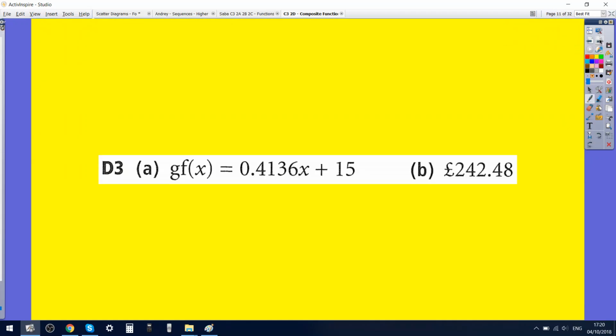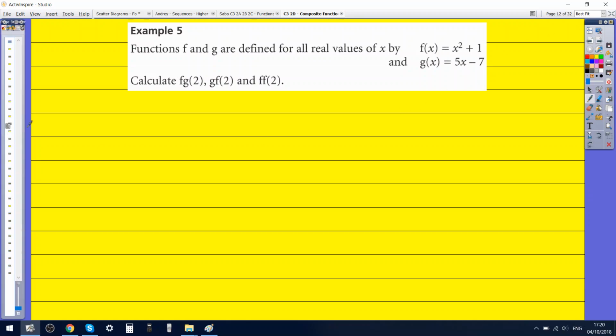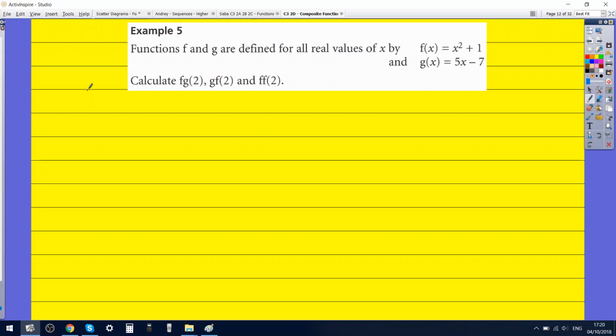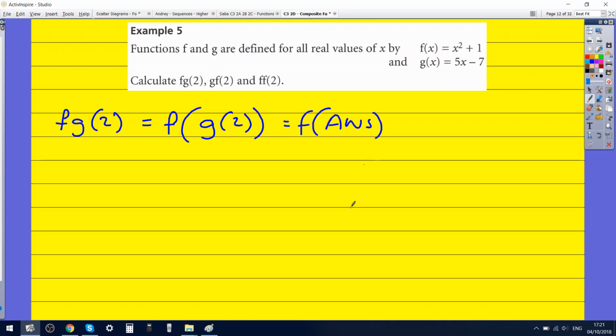Okay, so here's just kind of bare bones simple. Any idea about this one? FG of 2, any idea what that means? If they said F of 2 or G of 2, I think you would know how to do it. Is it just substitute 2 into both equations? No. FG of 2 means you sub 2 into G, so you do the G of 2 and you sub your answer into F.